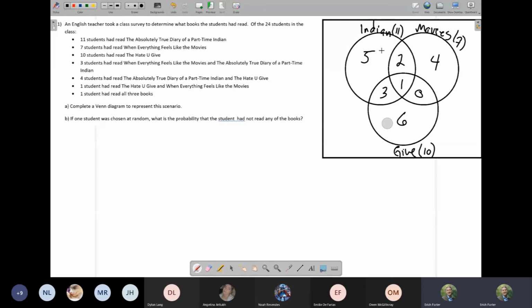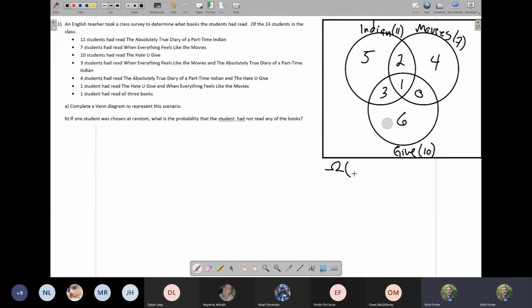So this one was a lot more straightforward because they gave you the center position right away. It simplifies the process of finding all of the other pieces. So once we've got the Venn diagram, we can then go ahead and find the probability that they're asking for. So they're saying if 1 student is chosen at random, what is the probability that the student had not read any of the books? Well, I forgot to do the final step of this.